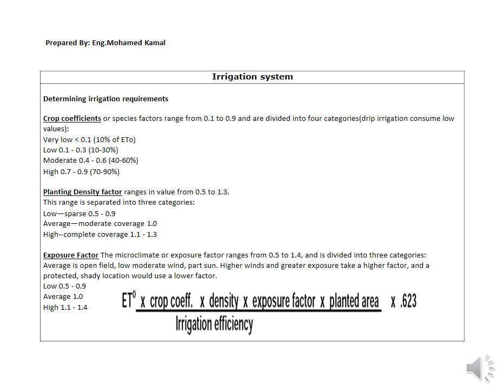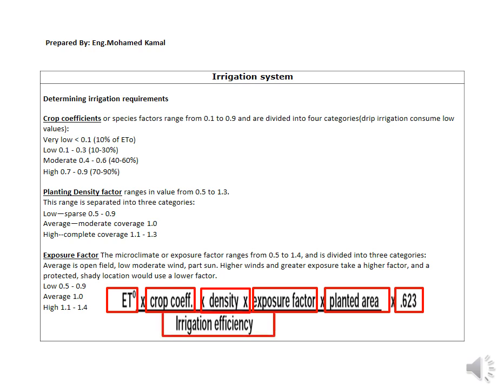We start with the indicated relation for calculating the total required water quantity, or the total required water volume, through 1 day of irrigation for a certain plant. You will find that the relation has the evapotranspiration factor multiplied by the crop coefficient, by the density, by the exposure factor, multiplied by the planted area, multiplied by a constant factor 0.623. All of this is divided by the irrigation efficiency.